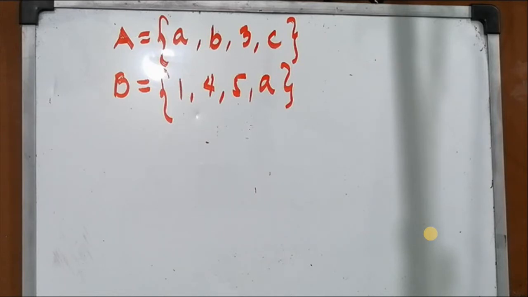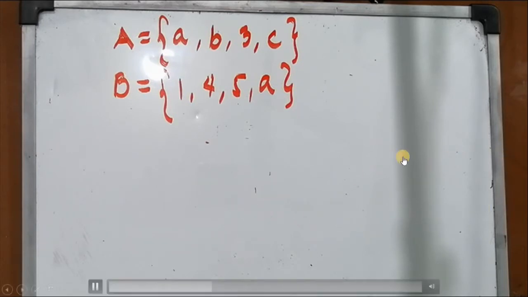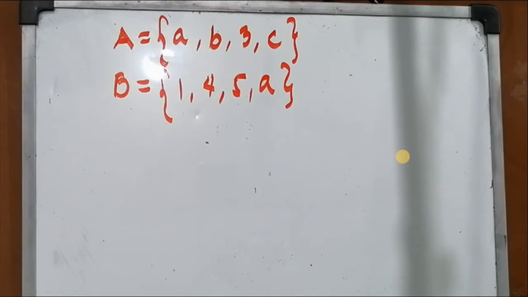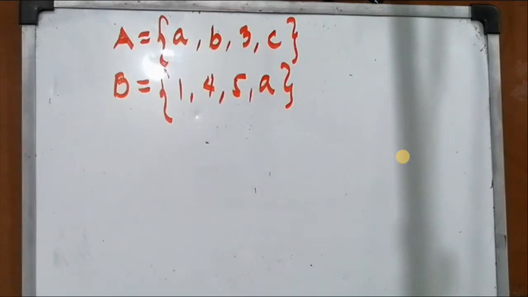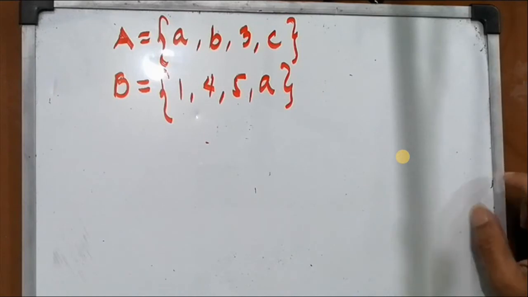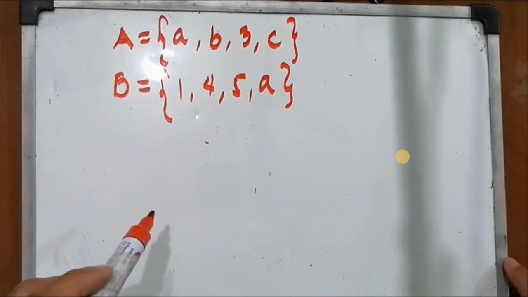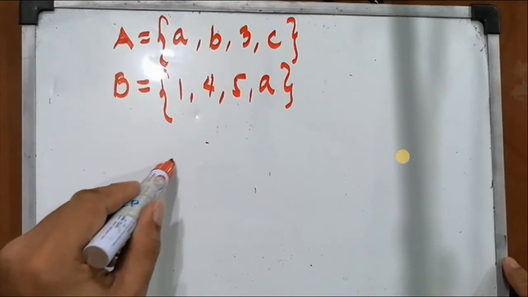So when we say intersection of two sets, for example A and B, it is the set of elements common to both A and B. So take note of the word common. If you're going to use this example, using the Venn diagram, the basic illustration of two sets, the intersection of two sets is this one.